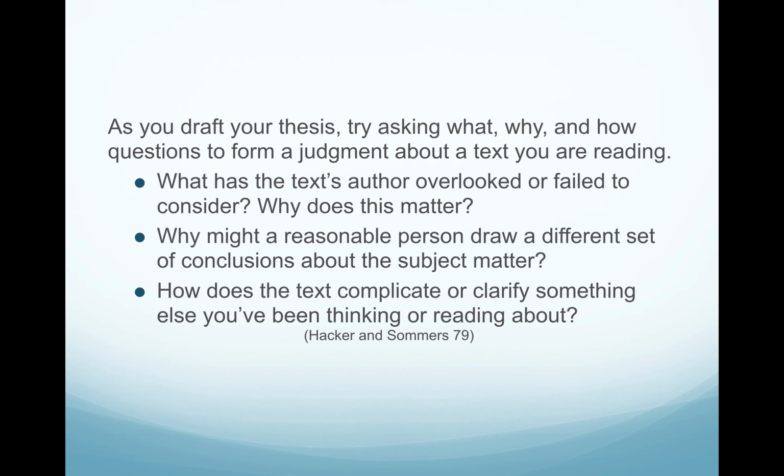So some other ways to think about judgment, assessing how strong the author's argument is. Is there anything that the author has overlooked or failed to consider? That might be a flaw in the development of her argument in the story. Why might a reasonable person draw a different set of conclusions about the subject matter? Maybe you think she's off the mark in what she's saying about the education system.